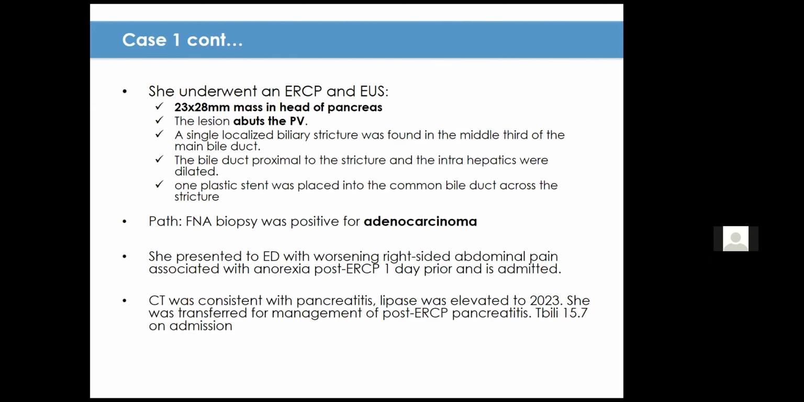There was a single localized biliary stricture that was found in the mid third of the main bile duct, and one plastic stent was placed. Unfortunately, the FNA came back with adenocarcinoma. The day after the procedure, she presented to the ED with severe abdominal pain consistent with post-ERCP pancreatitis. The CT again showed pancreatitis, lipase was elevated at 2,000, and she was transferred and admitted. At the time, her bili was still high at 15.7.